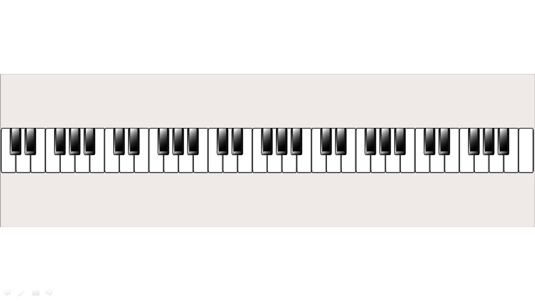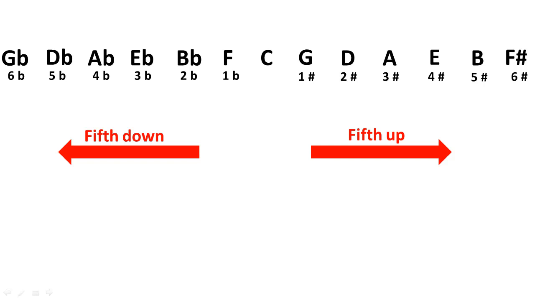We start on C, the first note, then go to D, the second, to E, the third, and finally to F, the fourth. So I can, from C, also reach F by going up a fourth. So a fifth down is exactly the same thing as a fourth up. So every step to the right means going up a fifth, and every step to the left going up a fourth.